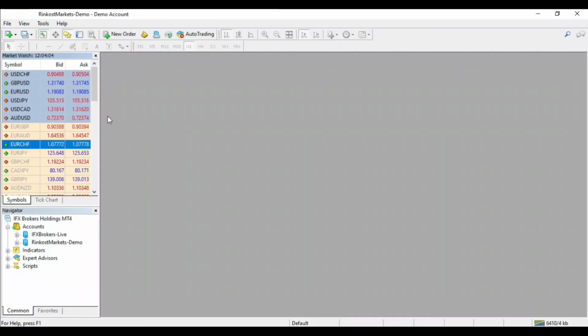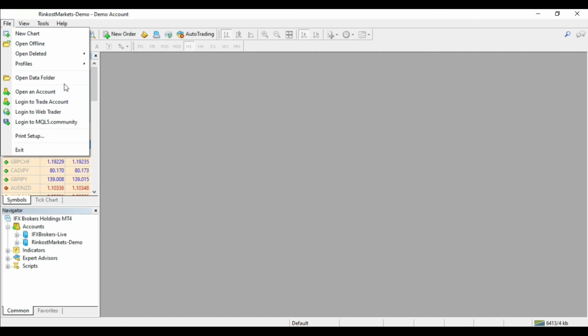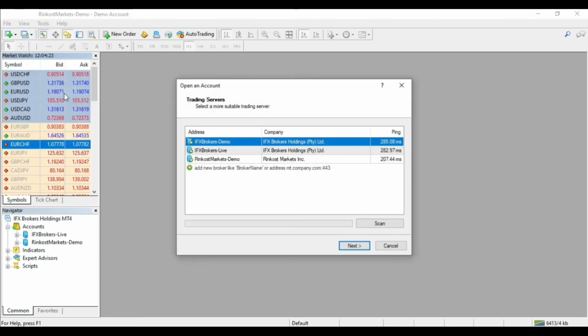So after you have successfully downloaded MetaTrader 4 on your device, the next step is then to connect your trading account to the charting software, and you can either open a new account on the brokerage or log into an existing trading account that you will have already created. So let's just open a new account, and as you'll see here, my brokerage already pre-populated its different account types on here for a live account and a demo account.